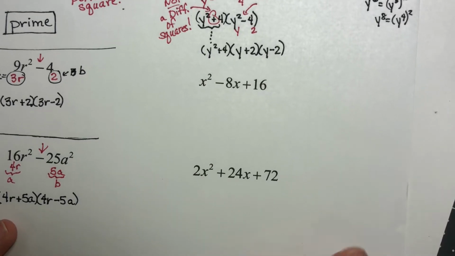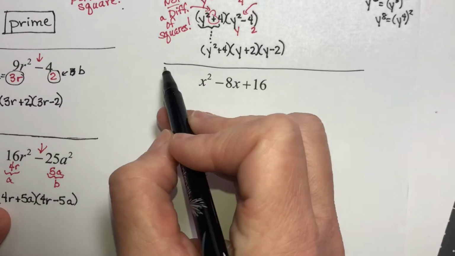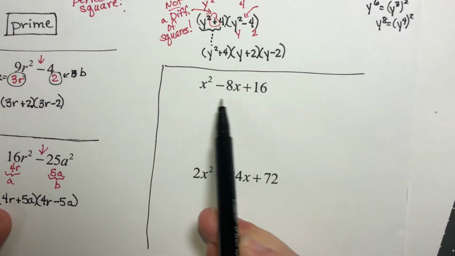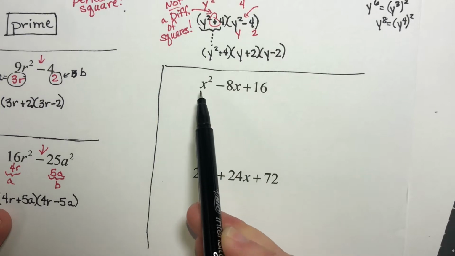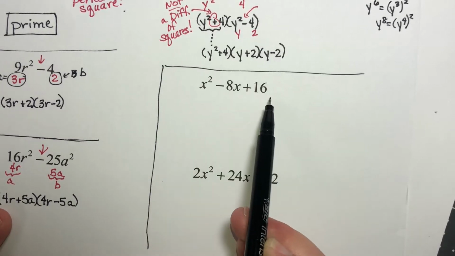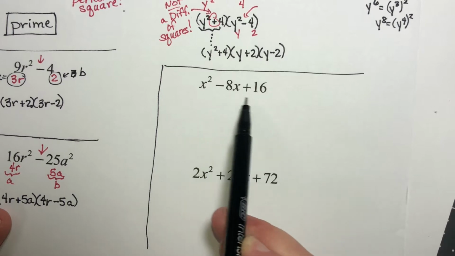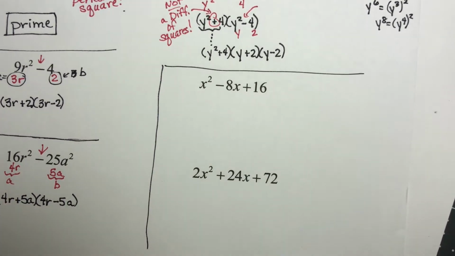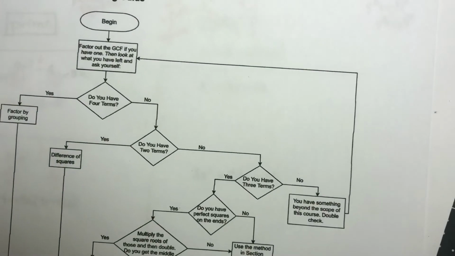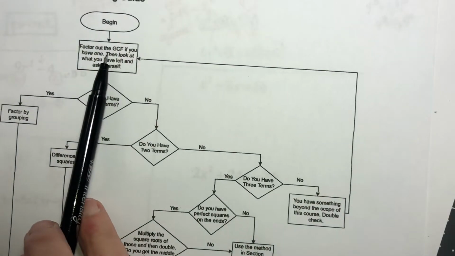Okay, so let's go on to these problems. All right, so I want to factor this. I want to see if I have a GCF, and the answer is no. There's nothing in here that I have in common with all of them. All right, so if I start following this, I don't have a GCF.